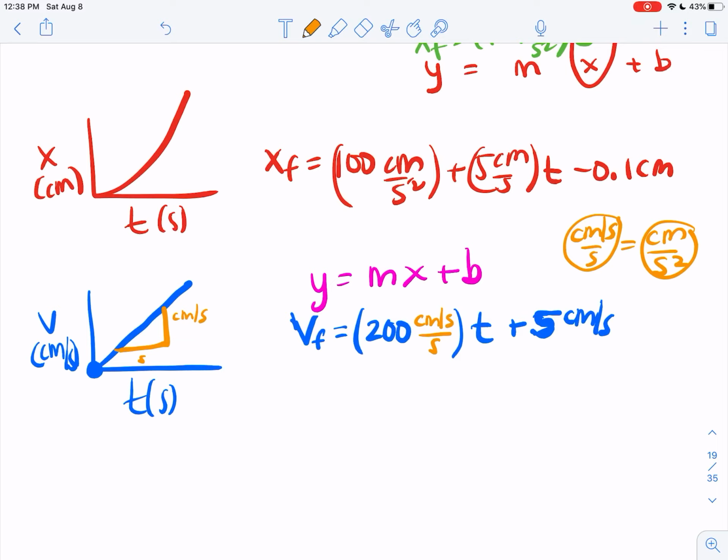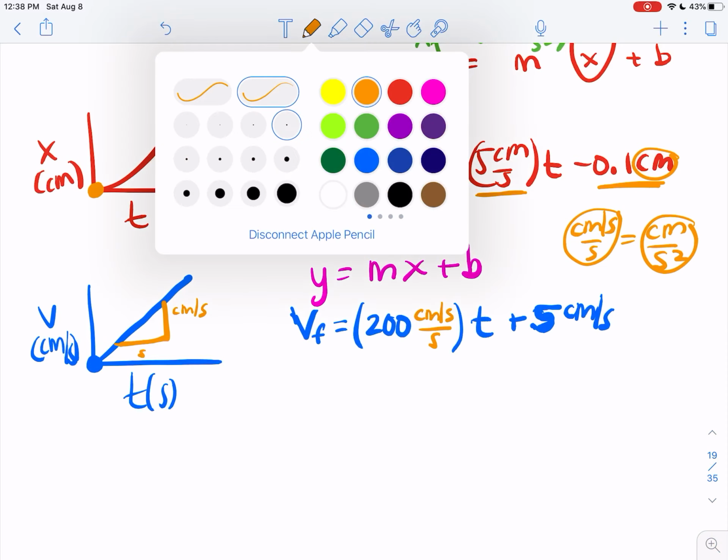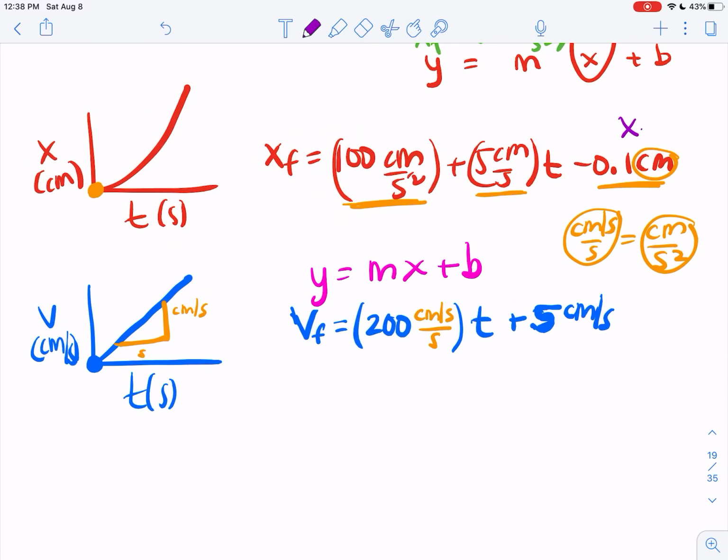So we'll see some comparisons, okay? So let's look back at the position graph. I have all these numbers that I need to figure out what they mean. This one's easy because you see the units are centimeters. That is the y-intercept of this graph, which, if you remember from the last unit, is really just telling me the initial position.